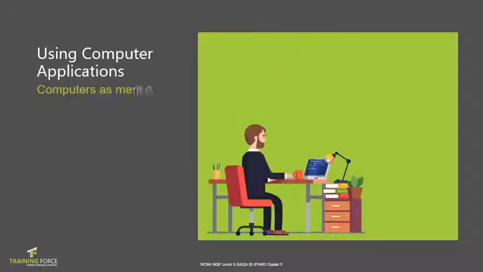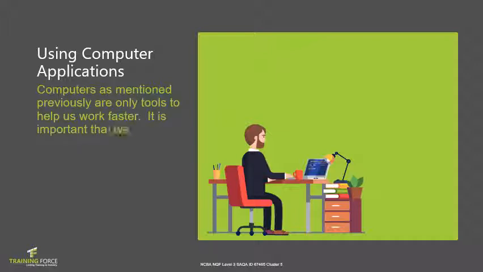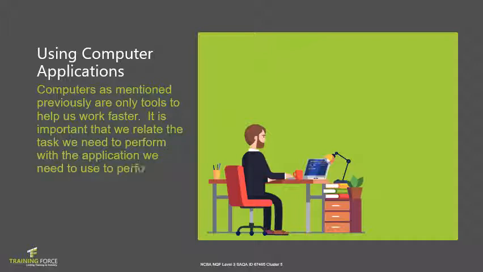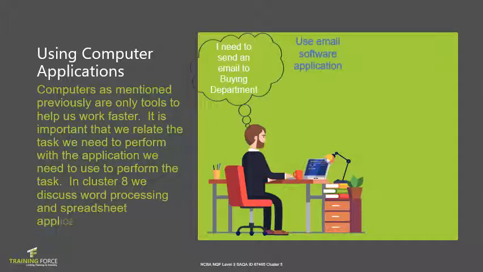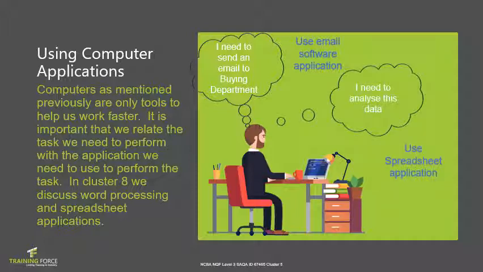Computers, as mentioned previously, are only tools to help us work faster. It is important that we relate the task we need to perform with the application we need to use to perform the task. In Cluster 8, we discuss word processing and spreadsheet applications. If I had a need to draft an email, I would use an email application. If I need to analyze data, I would use a spreadsheet application.